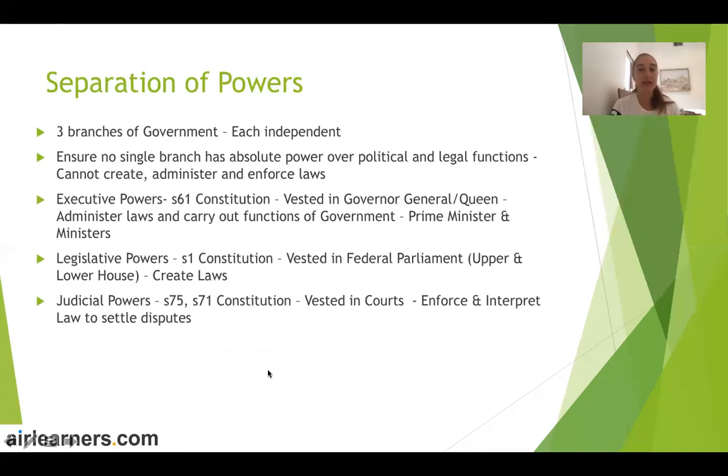The next thing that we need to look at is the separation of powers. So the separation of powers outlines the three branches of government: the courts, government, and parliament, and outlines that each must be entirely independent from one another. So the main purpose of this is to ensure that no single branch has absolute control over our political and legal functions, and that no single body can create, administer, and then enforce the laws.